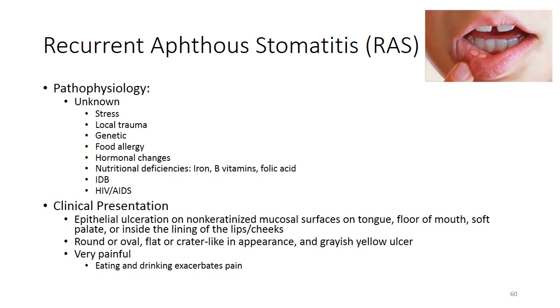There is a genetic component. More than 42% of patients with RAS have a first-degree relative with it. Other precipitating factors include food allergies, hormonal changes, nutritional deficiencies, irritable bowel syndrome, and HIV or AIDS.